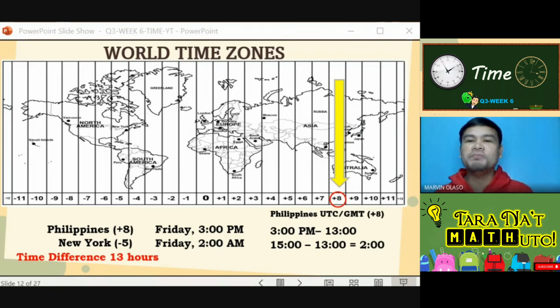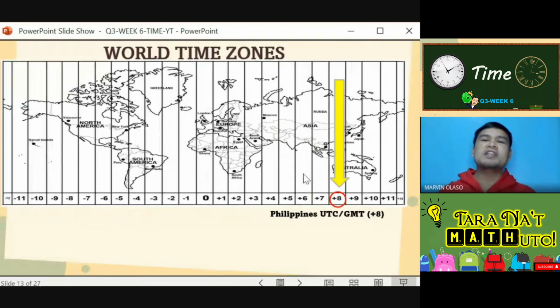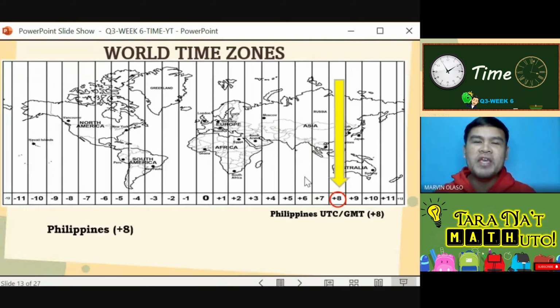Okay. Now, let's have another, last example para mas lalong maintindihan. This time, let us relate the time here in the Philippines again to Alberta, Canada na mayroong UTC of negative 7. So, ano lang ulit gagawin? Let us subtract to find the time difference. Positive 8 minus negative 7.